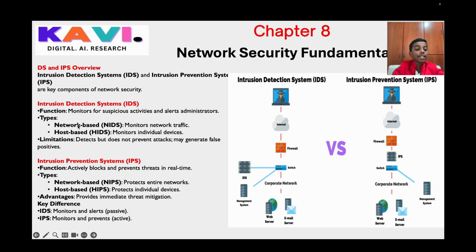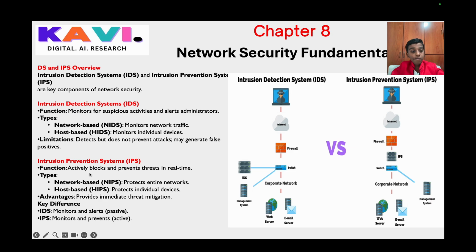Let's see what the types of IDS are. The types of IDS can be network-based, or NIDS, the network intrusion detection systems. The NIDS monitors the network traffic. Now let's move on to our second type of IDS, which is HIDS, or host-based intrusion detection systems. HIDS monitors the individual devices.